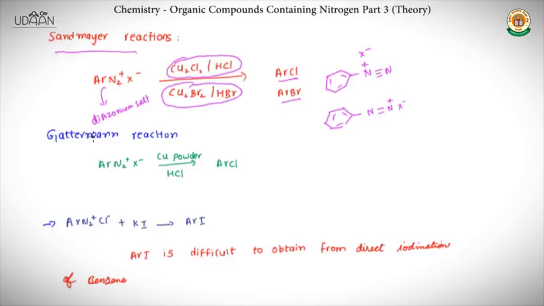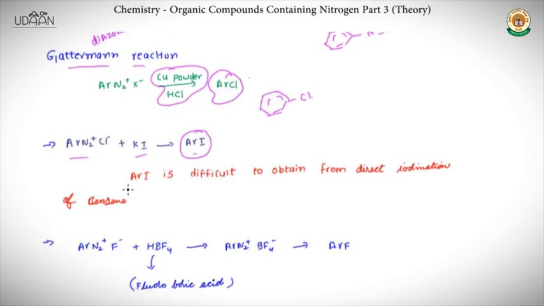And the next reaction includes the Gattermann reaction, where for the same diazonium salt you treat with copper powder in the presence of HCl or HBr, you are going to get ArCl, that is this one. Now next one is, if you treat the same diazonium salt with KI, you are going to get ArI.